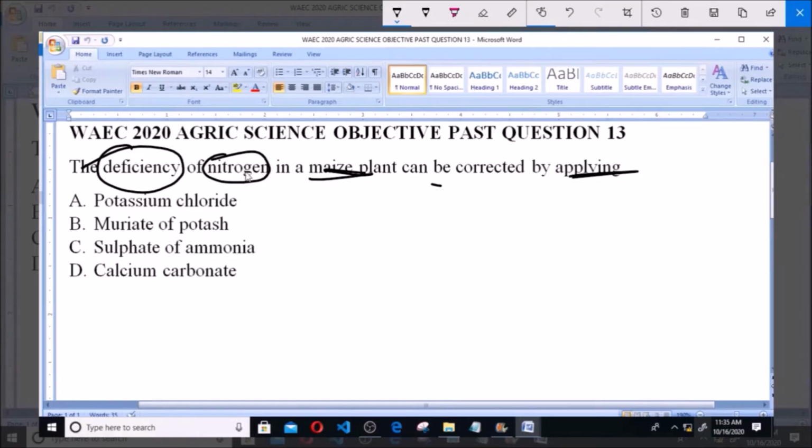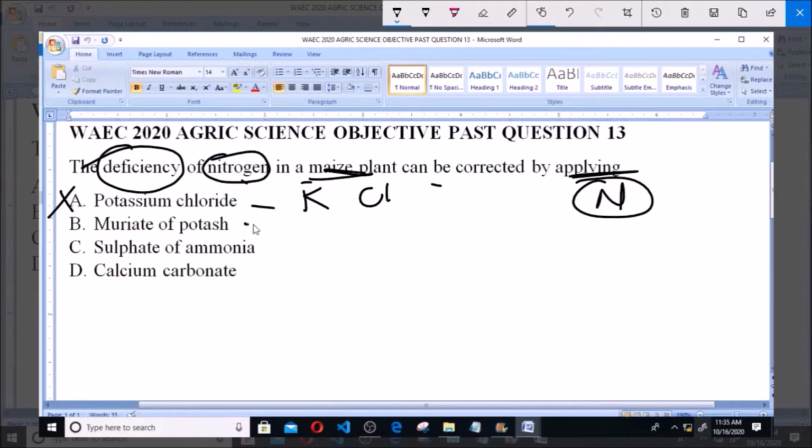Now a quick clue to sort out which one can correct for the deficiency of nitrogen is to check for the substance amongst the options that contains the element nitrogen. So if it contains nitrogen, then of course it will give you an indication that it corrects for nitrogen deficiency. Now option A says potassium chloride. Of course potassium chloride is made up of potassium and chlorine, so its chemical formula is KCl. So it does not contain nitrogen, and hence you can't say it can correct for deficiency of nitrogen, so it is not the answer to the question.